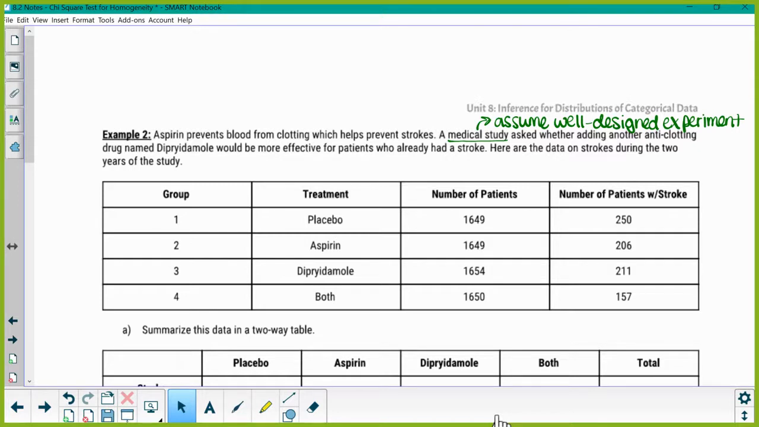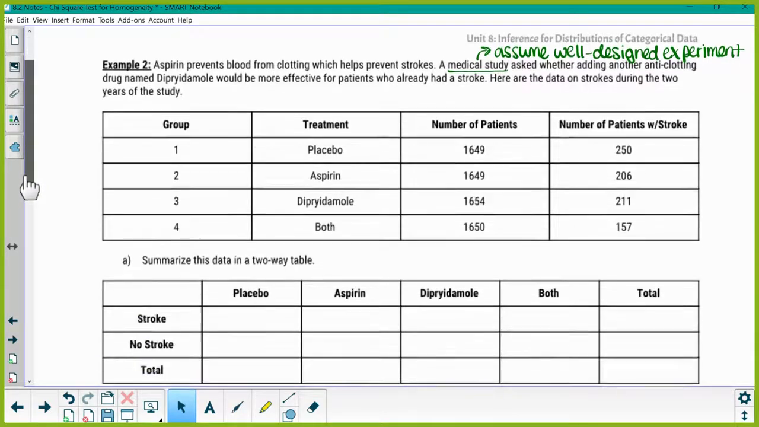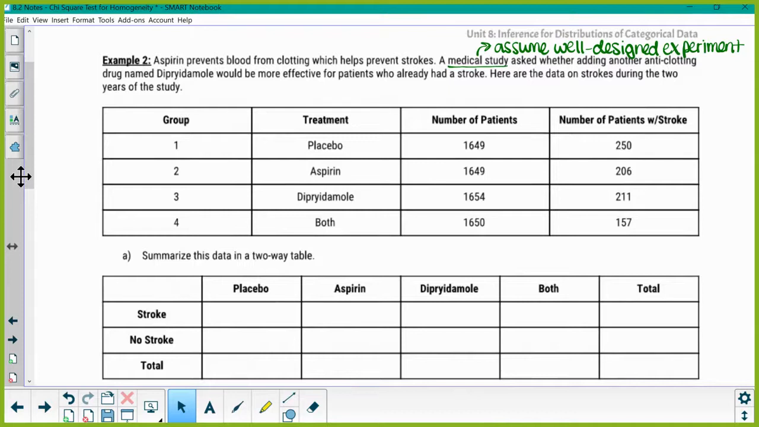Now, this question is a little bit different because they don't organize the data for us. They want us to organize it ourselves. So they gave us 4 treatment groups with the specific treatments, how many patients were in the treatment group total, and how many had a stroke. So we need to summarize this data in a two-way table. And often things like this do show up on the AP exam just to see if you know how to process data and information.